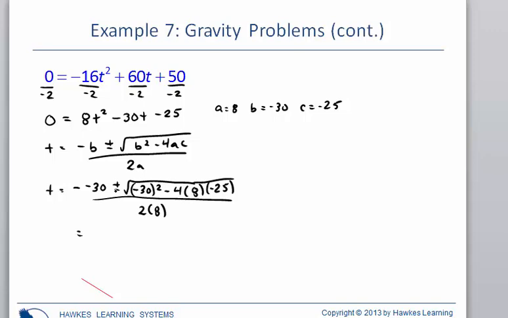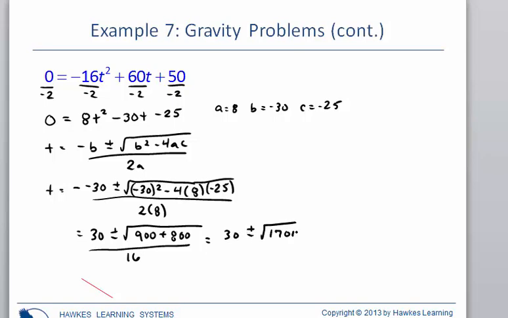So this negative 30 becomes a positive 30. Underneath the square root, negative 30 squared is 900. A negative 4 times 8 times negative 25 would be a positive 800. And 2 times 8 on the bottom would be 16. So we have 30 plus or minus the square root of 1700 over 16.